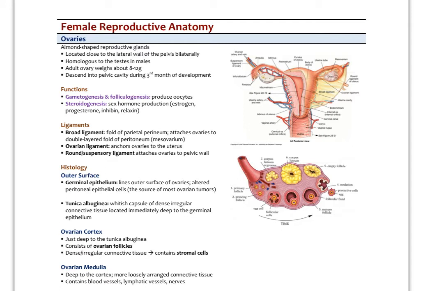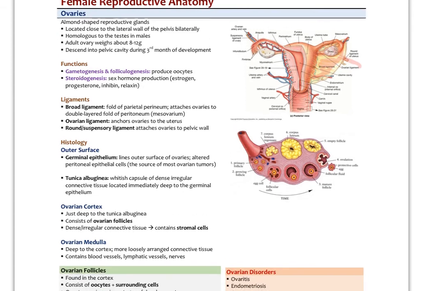There are different ligaments anchoring the ovaries. So the broad ligament is a folding. Here you see very clearly the broad ligament. It's a fold of the peritoneum, the parietal peritoneum, which attaches the ovaries to this double layered fold of peritoneum. There's the ovarian ligament, and that anchors the ovaries to the uterus. And then we already talked about the round or suspensory ligament, which helps attach the ovaries and the uterus to the pelvic wall.